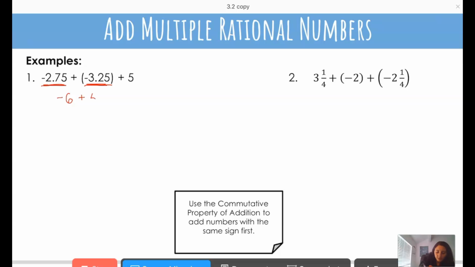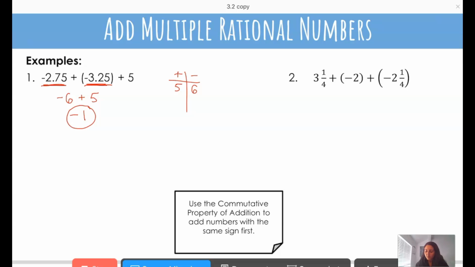And then I bring down the plus 5, negative 6 plus positive 5. The signs are different, right? I have positives and negatives. I got 5 positives, 6 negatives. So who's winning? The negatives. And by how much? 1. So negative 1.